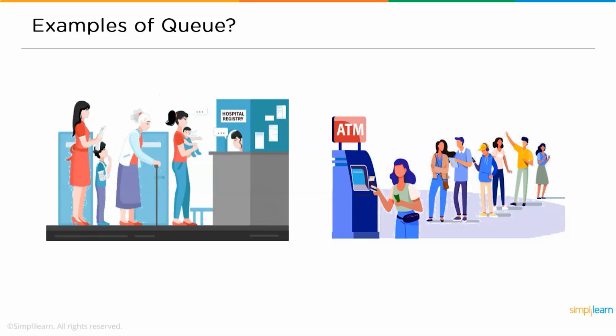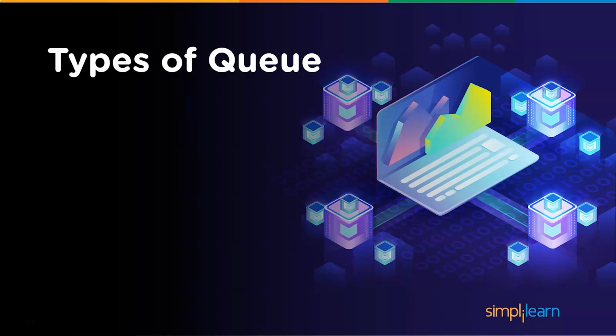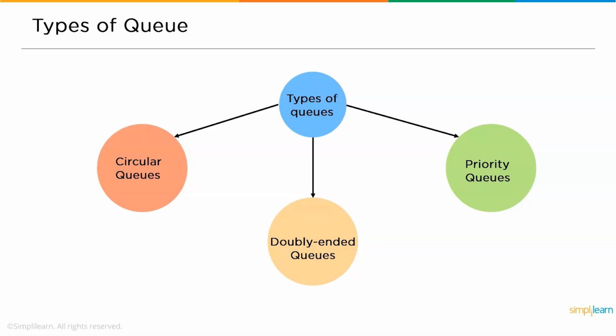Now let us understand some of the basic examples of queue. You can consider the patients at hospital registration, and you can also consider an example of customers making use of ATM. Now let us understand the types of queue. So there are basically 3 types of queues. Those are circular queues, doubly ended queues, and priority queues.